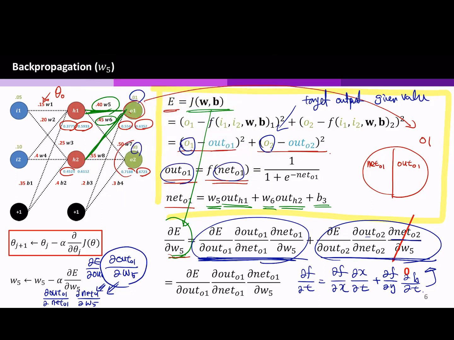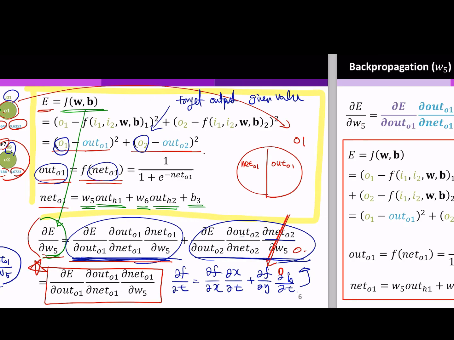Here, net O2 is connected with H1 and H2. The weights are W8 and W7, right? Meaning that net O2 is not a function of W5. That's why this one becomes 0. So only the first term remains. Okay, does it make sense?